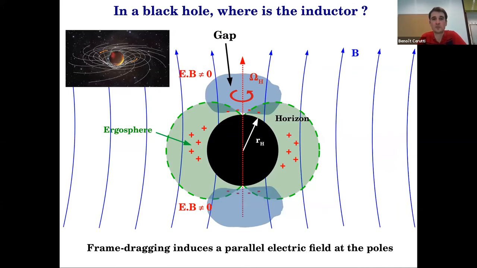Well, in a black hole, you don't have a conductor. A black hole is not a good conductor. So where is it? In fact, what plays the role effectively of this inductor is space-time itself, which, through frame dragging, is effectively making space-time an active medium from an electrodynamic point of view, such that the field lines that pass nearby the black hole are going to be twisted, and you're going to build up and induce an electric field. In particular, a component of the electric field which is parallel to the magnetic field, meaning that this is prone and good for particle acceleration.